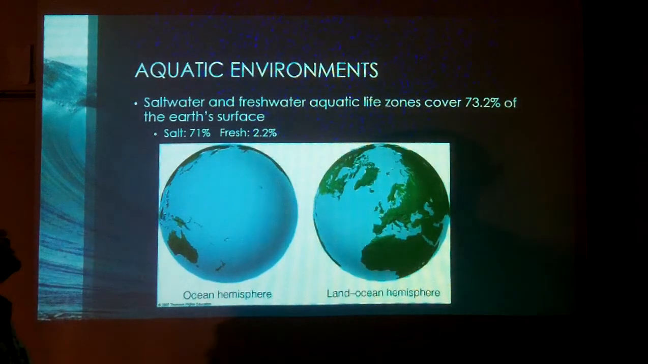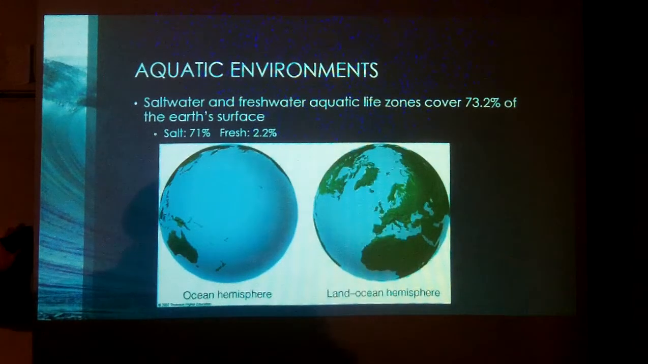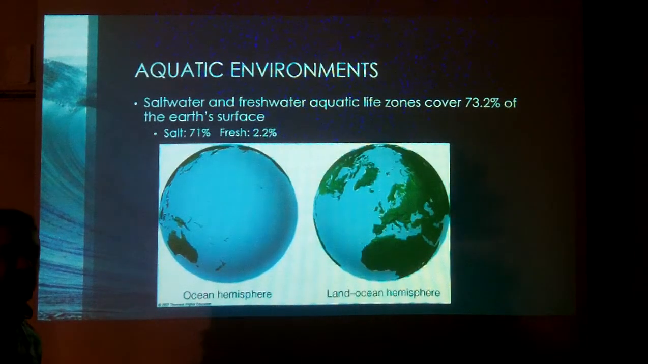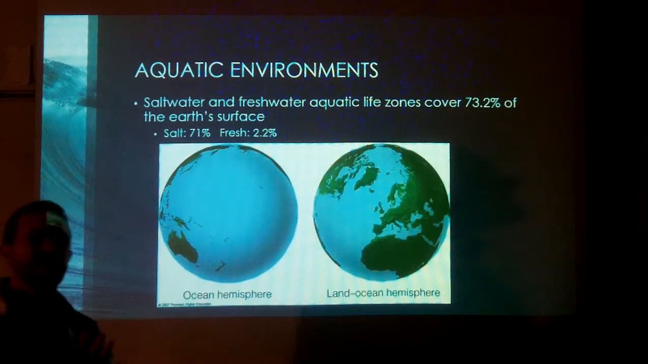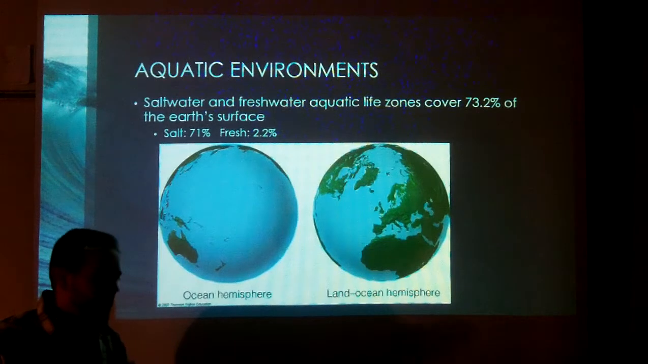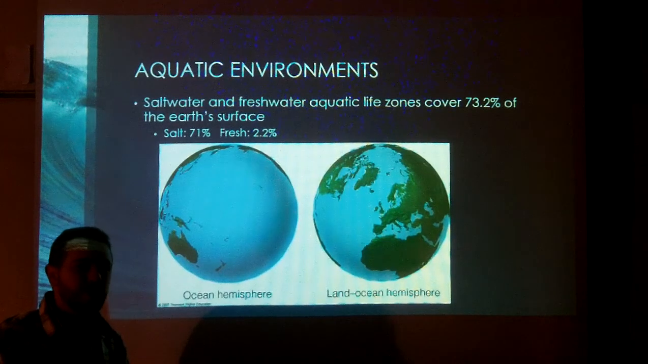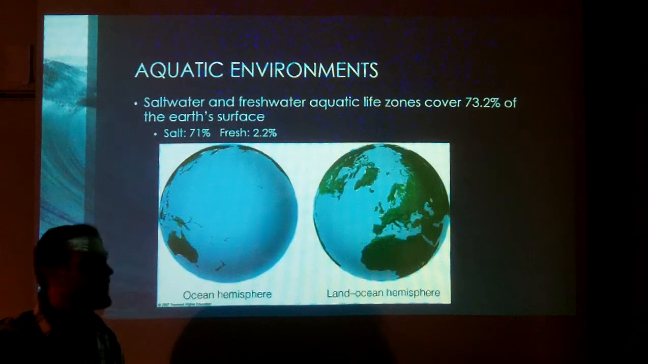So, first, saltwater and freshwater aquatic life zones cover 73.2% of the Earth's surface. What is that, 3/4 roughly? Salt is 71%. Freshwater is only 2.2%. Think about that just for a second. When you think about drinking water, bath water, water to put on your lawn, wash your clothes with, 2.2% of the water we have on the planet is fresh water. It's a very small percentage of that total body of water.